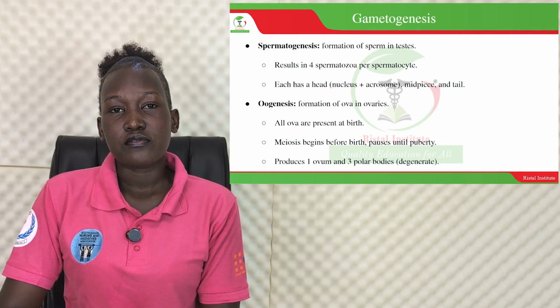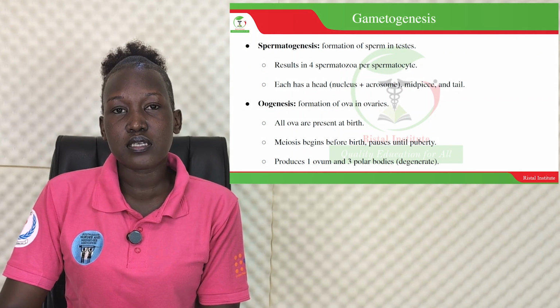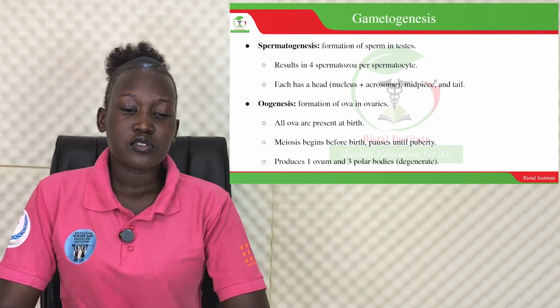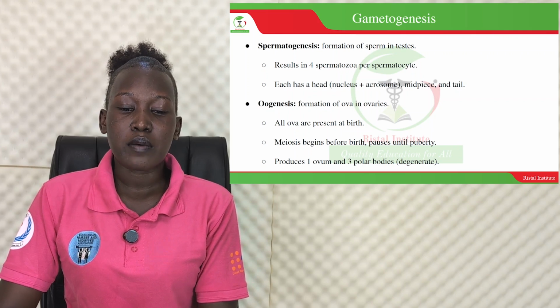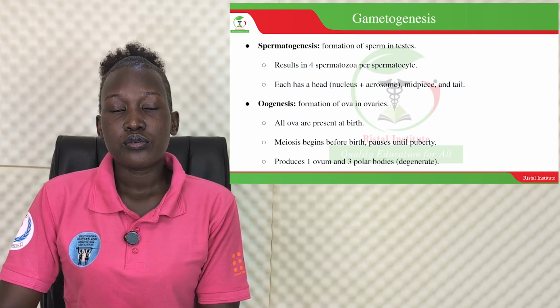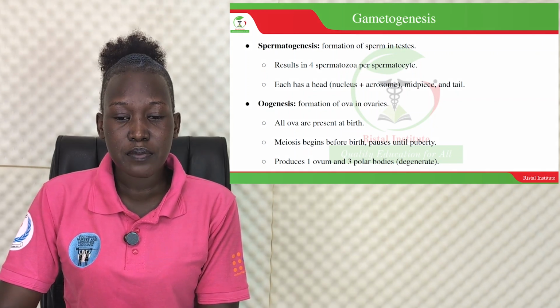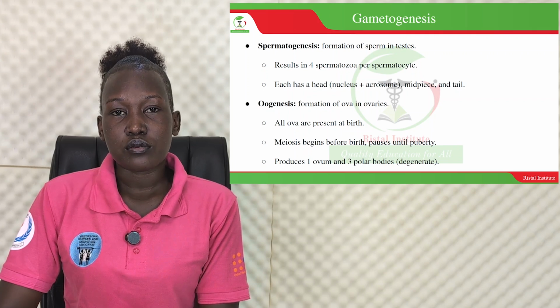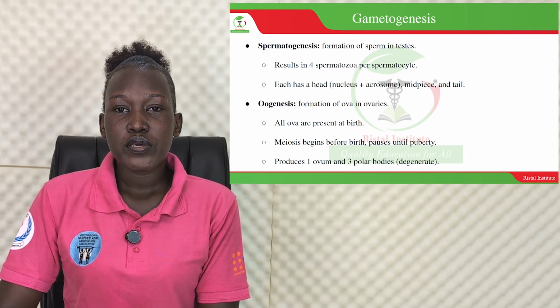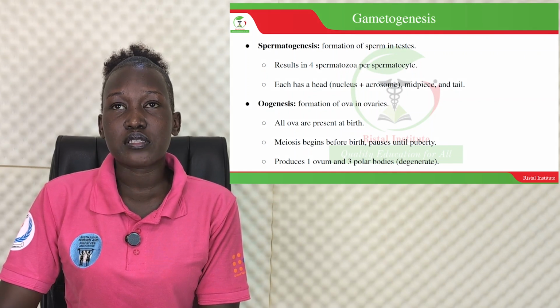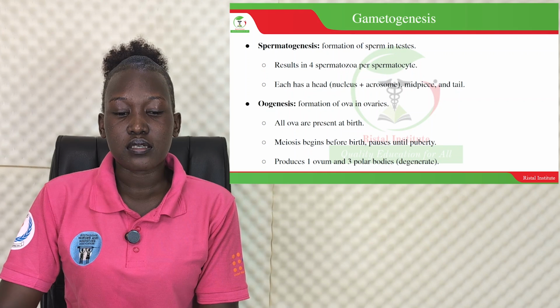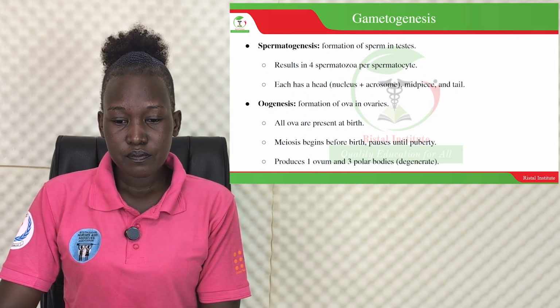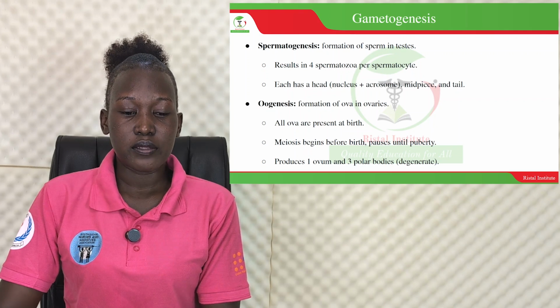First we have spermatogenesis, which is the formation of sperm in the testes. It results in 4 spermatozoa per spermatocyte. Each has a head, which is the nucleus and the acrosome, and then we have the middle piece and then the tail. During fertilization, the head, which contains the nucleus and the acrosome, is the one which is very important. Then the middle piece and the tail.